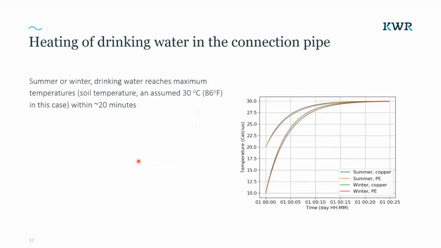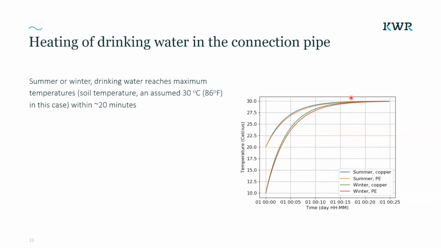First, I will show the heating of drinking water in the connection pipe. This is when no flow is happening, for instance, during the night. The graph shows that water will heat up in roughly 20 minutes to the soil temperature, which in this case is 30 degrees Celsius or 86 degrees Fahrenheit. The curves are slightly different for summer and winter, which has an influence on the initial water temperature.